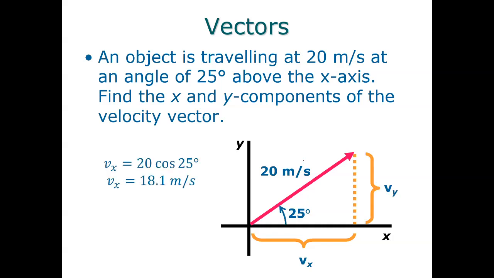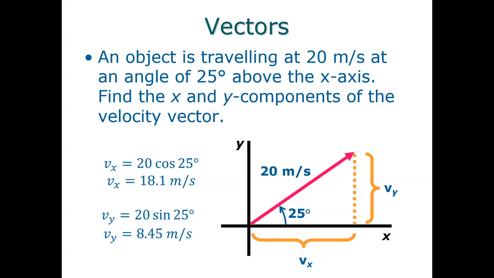To find the x component of the velocity, all we have to do is multiply the magnitude, 20 meters per second, times cosine of 25 degrees, and we find that the x component is 18.1 meters per second. For the y component, you multiply the 20 meters per second times sine of 25 degrees, and that gives you 8.45 meters per second. So for the x component, we use cosine, and for the y component, we use sine.